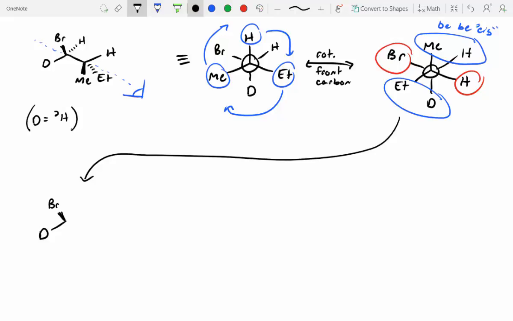So we've got our bromine and our hydrogen. That back carbon we know stayed put. However, now we've got a methyl group sticking up, right? Our hydrogen is a dash, and then this ethyl group is now a wedge. It's the exact same structure, just with that sigma bond rotated a little bit. Okay, now we can do our E2 reaction. We know that it's going to go after this proton.